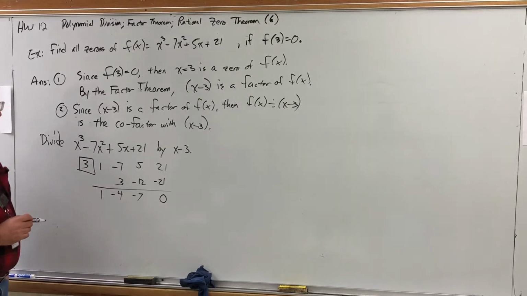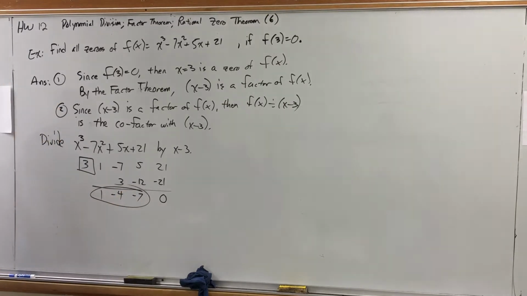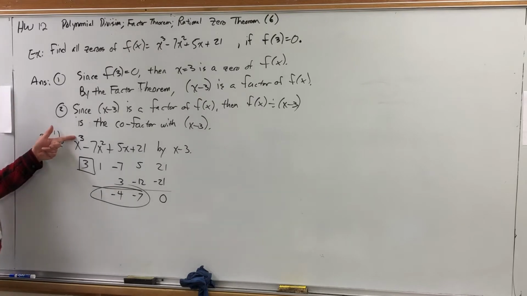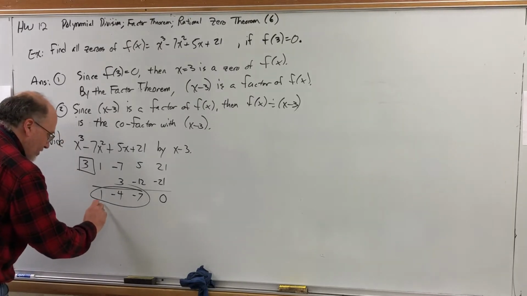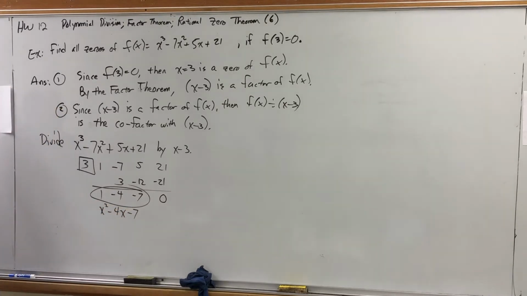I knew it was a factor. It had to divide evenly. Its remainder had to be 0. So, what does this bottom row translate to as a polynomial? Reduce the degree by 1. So instead of starting with x to the third, it will start with x to the second. 1x to the second minus 4x minus 7 is the other factor.